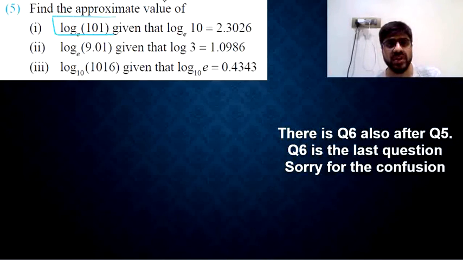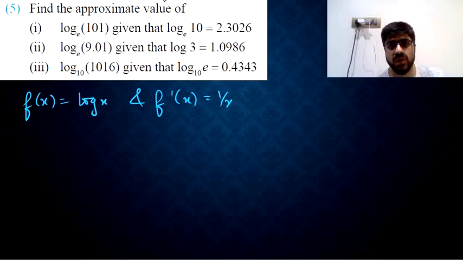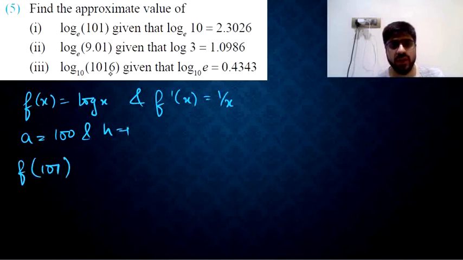So we need the approximate value of log 101 to the base e, given that log 10 to the base e is 2.3026. So that's clear. F of x will be log x, and f dash x is going to be equal to 1 upon x. The value of a very clearly is going to be 100, and h will be equal to 1. So f of a plus h, that is f of 101, will be f of a, which is f of 100.